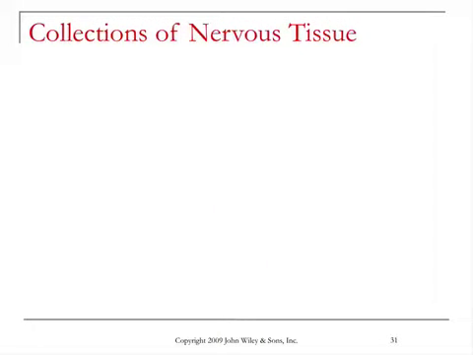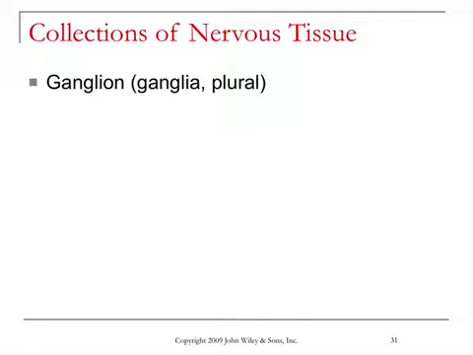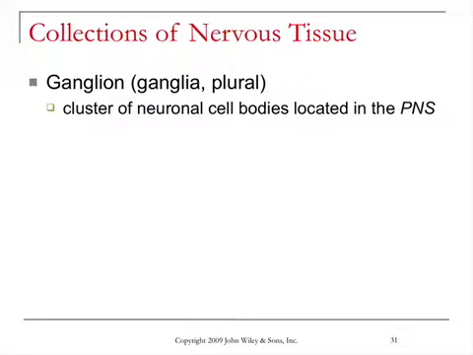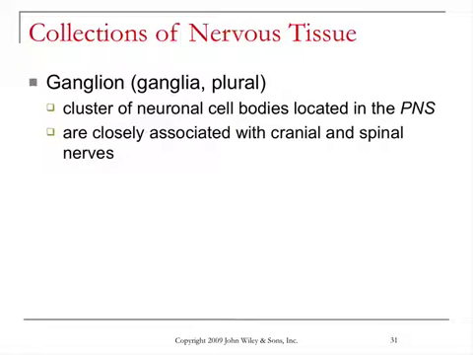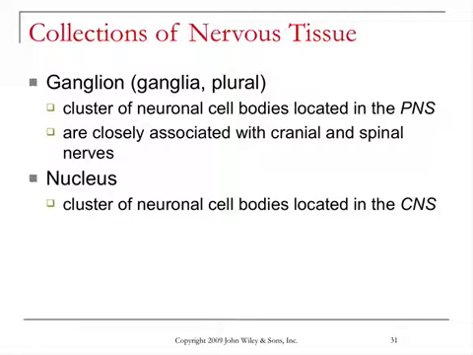In this section, we're going to take a look at collections of nervous tissue. What we will see in the nervous system is that there are sometimes clusters of different kinds of portions of nervous tissue. A ganglion, or ganglia, plural, is a cluster of neuronal cell bodies located in the peripheral nervous system. And we'll take a look at a picture of that in just a second. Ganglia are closely associated with the cranial and spinal nerves. A nucleus is a cluster of neuronal cell bodies located in the central nervous system.